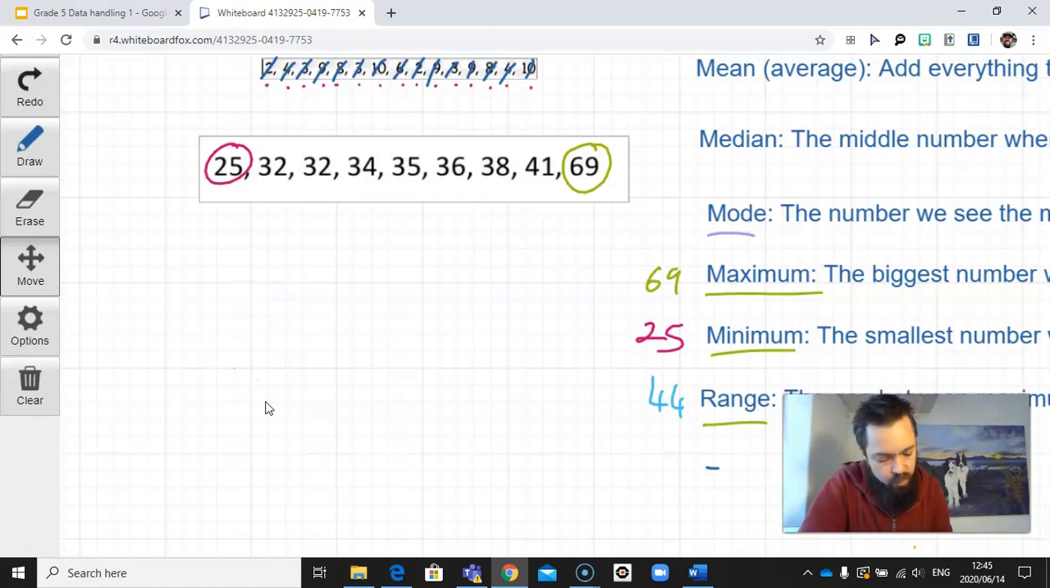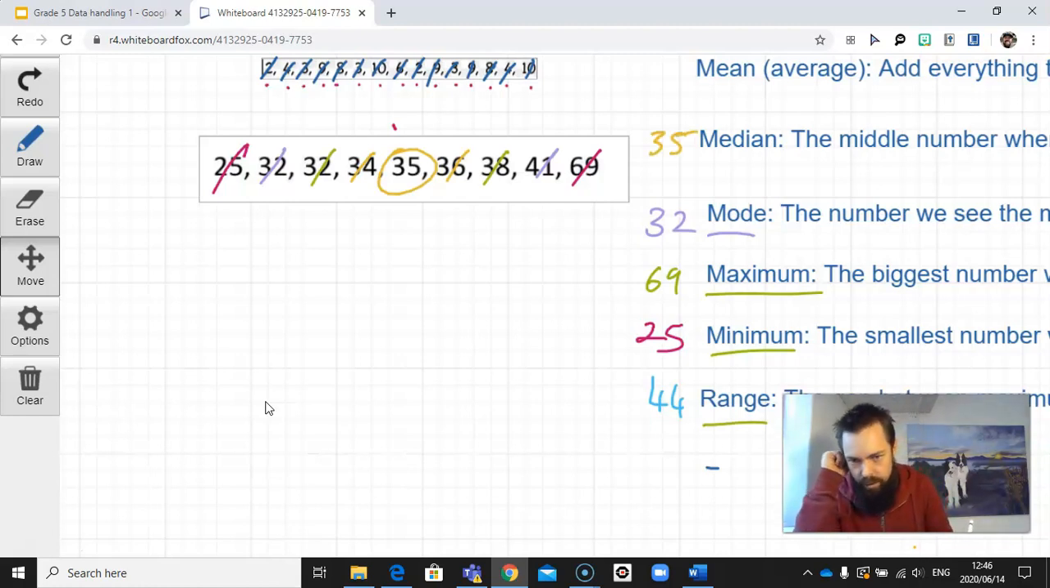Next one is to find out what the mode is, the one that we see the most. Well, we've got one of those, we have two of those. So 32 is going to be my mode. And finally, we need to find the median, which is the middle number, crossing out from the ends. I find that my middle number is 35.